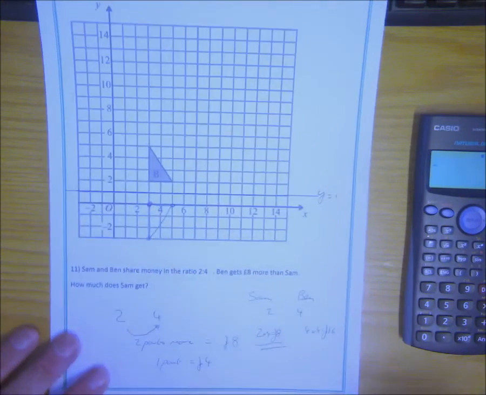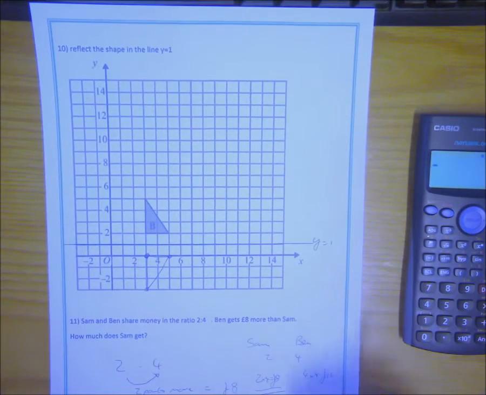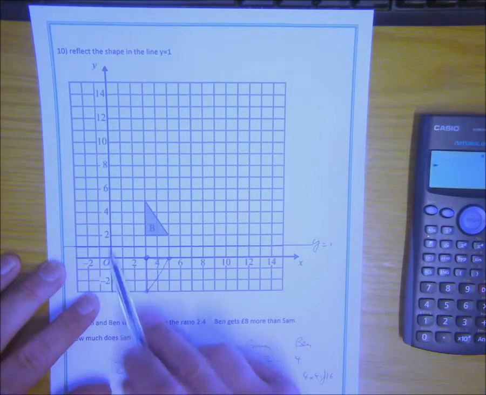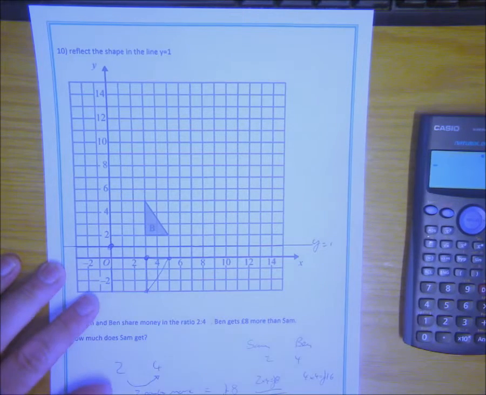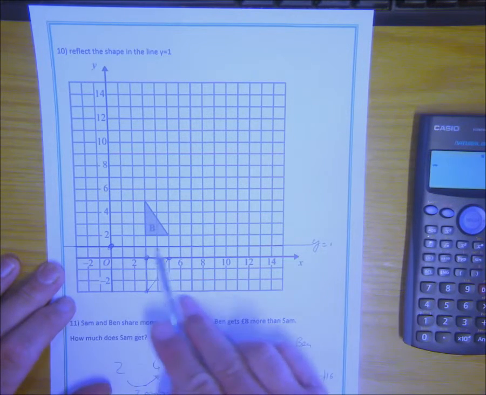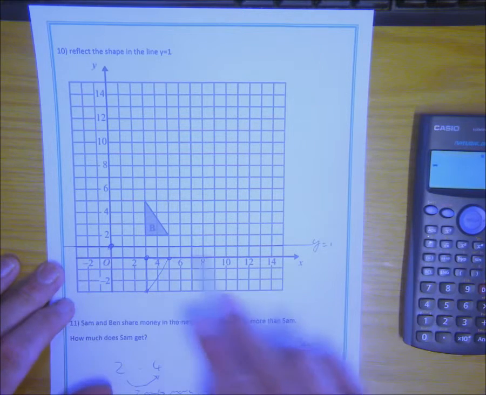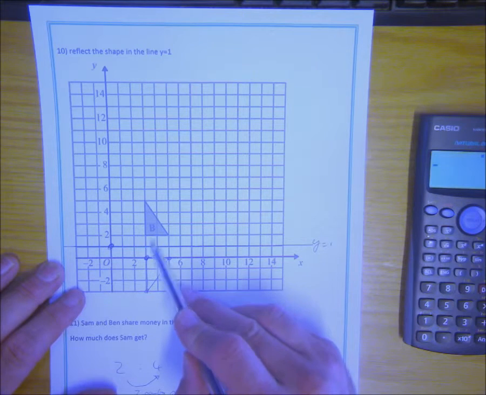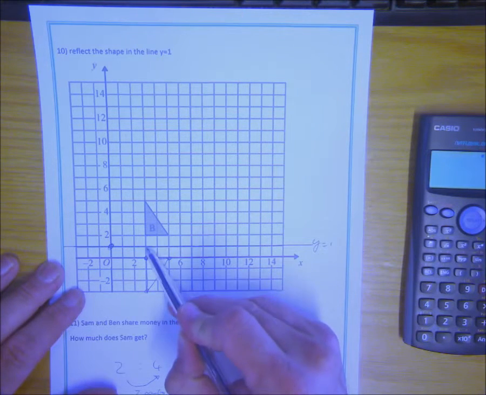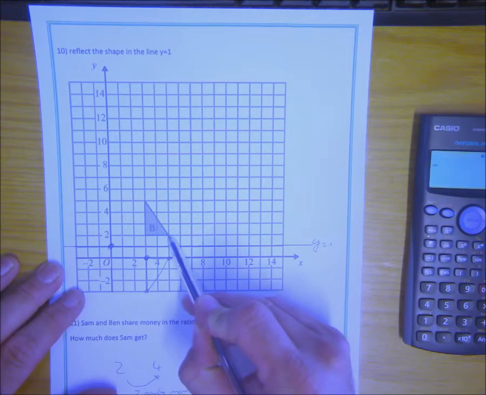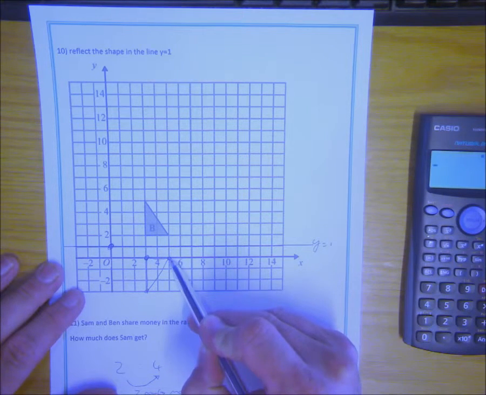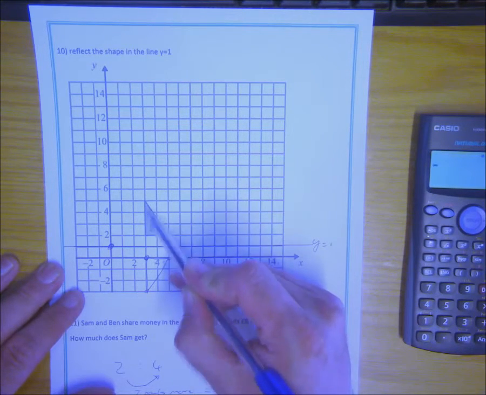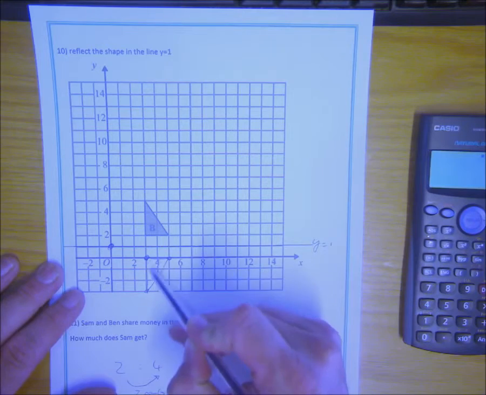Last two questions. Reflect the shape in the line y equals 1. This is the y-axis. There's 1 on the y-axis. So the line y equals 1 is this horizontal line, because it goes through 1 on y. So this triangle is 1 square above it, so that corner will reflect 1 square below. This corner will reflect 1 square below the mirror. And this vertex is 4 squares above, so I'll go 4 squares below, and there's my image.